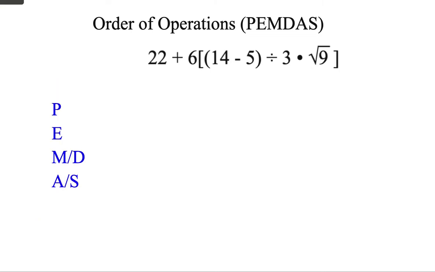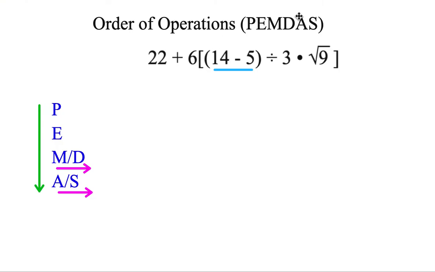Primarily, multiplication and division are a group, and addition and subtraction are a group. So you just go left to right for each of those. So we'll see how that works in this example here. Okay, let's start at the top of the list with parentheses. The only thing in parentheses here is the 14 minus 5, so we'll start with that.